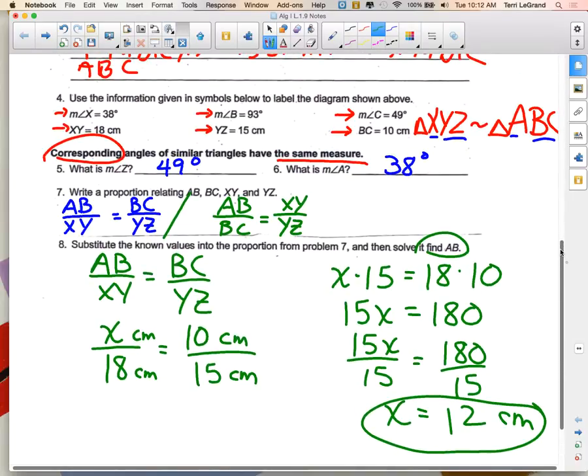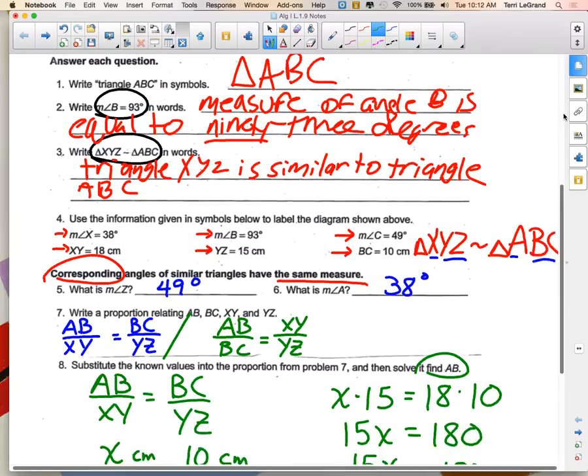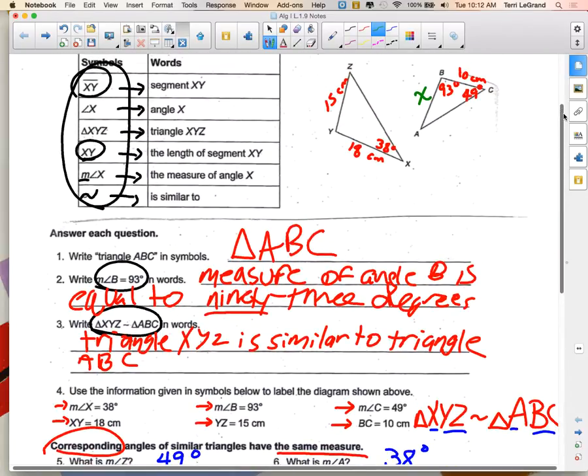So if we go up now and we take side AB and we put a 12 centimeters there, we say that this is 12 centimeters. Does that seem reasonable looking at our drawing? Okay, so we can feel fairly good about it to move on. Questions on this side? Okay, let's go to the back side.